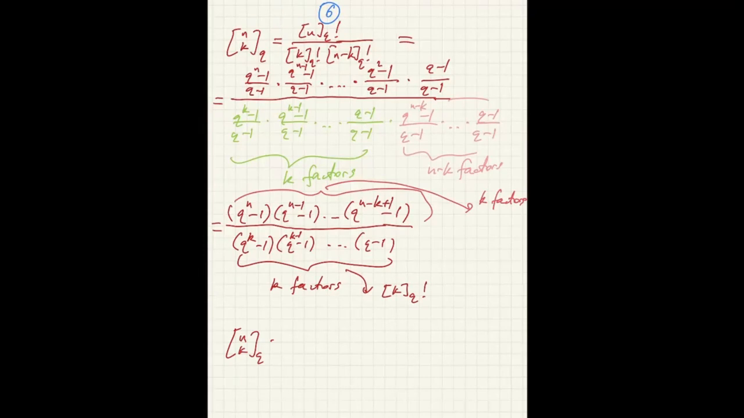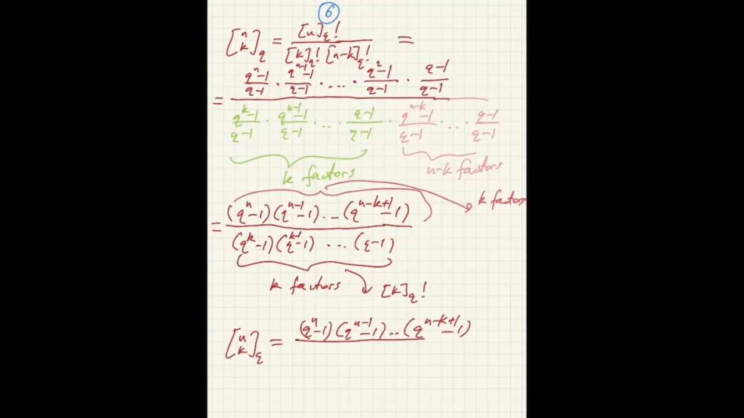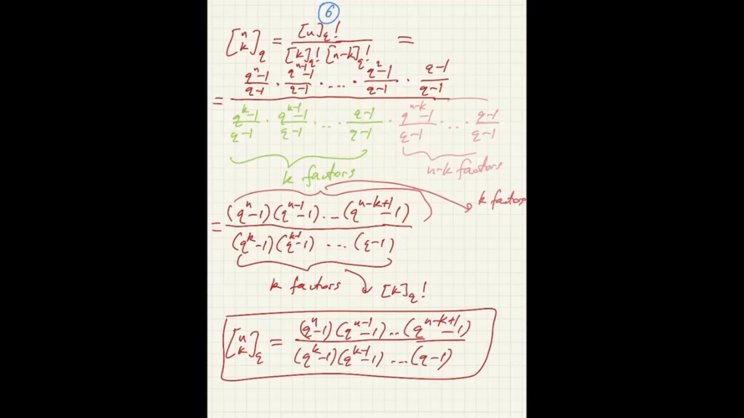So you can remember this: q^n minus 1, q^(n-1) minus 1, all the way to q^(n-k+1) minus 1, divided by q^k minus 1, q^(k-1) minus 1, and so on. Okay, so keep that in mind. Now, let's look a little bit closer at this formula.